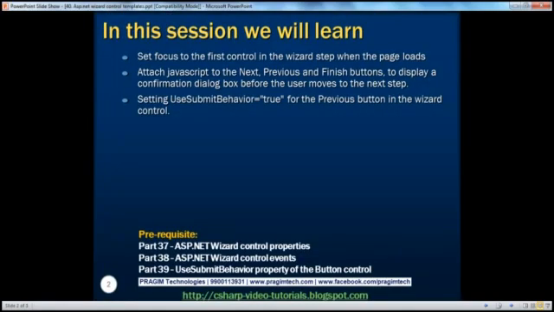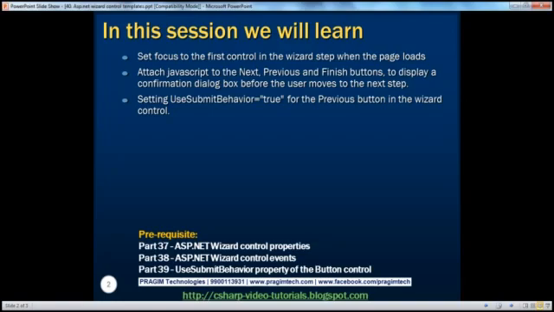In part 36 of this video series, we have discussed the basics of working with the wizard control. In this session, we'll look at the more advanced features of the wizard control, like setting focus to the first control in the wizard step when the page loads, attaching JavaScript to the next, previous, and finish buttons to display a confirmation dialog box before the user moves to the next step, setting UseSubmitBehavior equal to true for the previous button in the wizard control so that when the user hits the enter button after entering data, the user moves to the next step in the wizard rather than to the previous step. Before continuing with the session, I strongly recommend to watch parts 37, 38, and 39 of this video series.